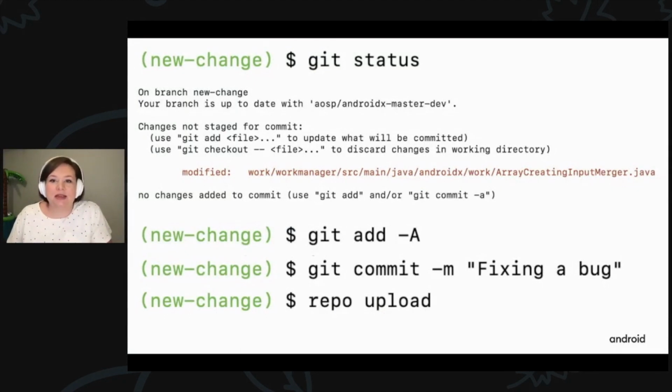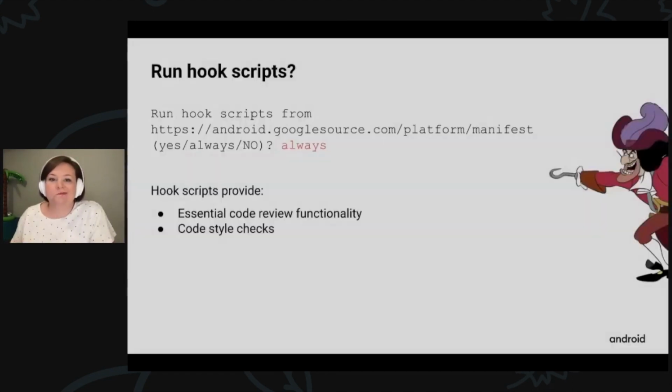So using git commands, I check to see the code I've changed. I add it, and then I commit it with a message, and then I use repo upload. When you run repo upload, you'll be asked if you want to run the script hooks. You must always run them. The scripts have essential functions such as adding identifiers to commits, and uploading code without the hooks just won't work.